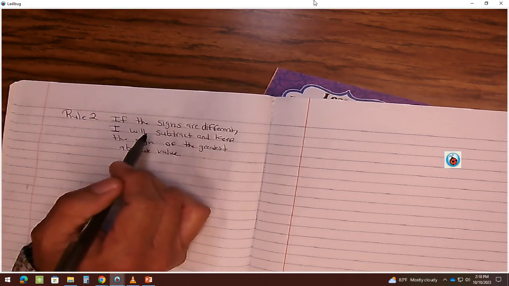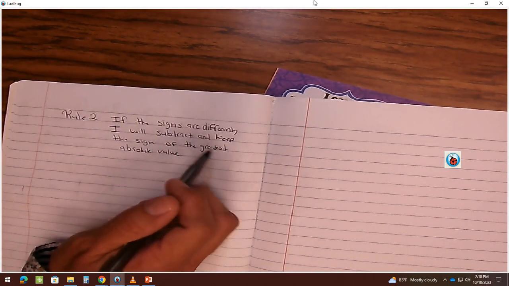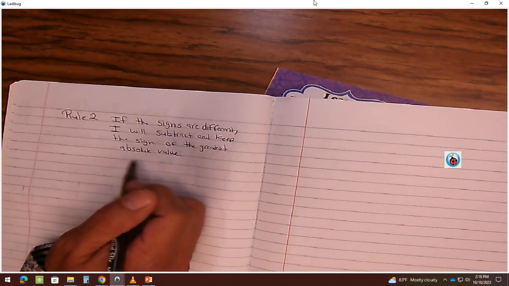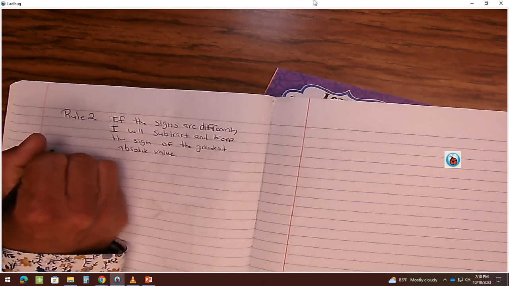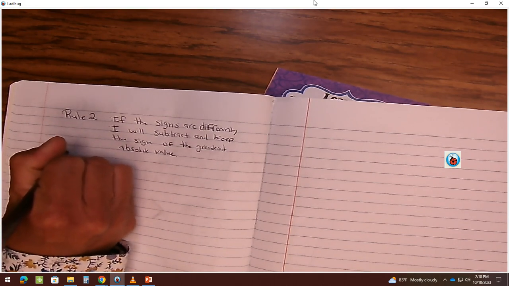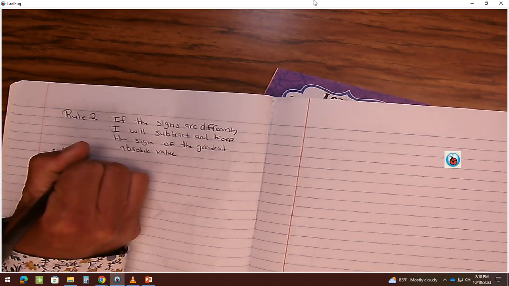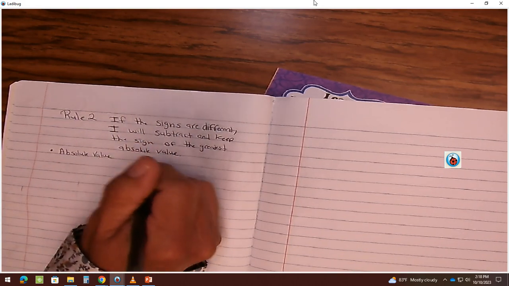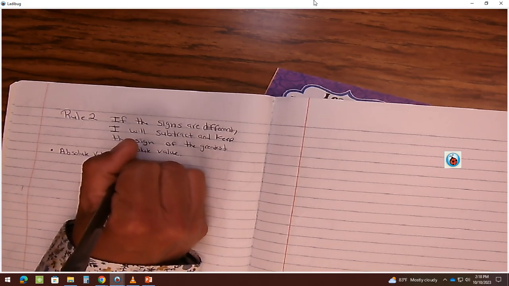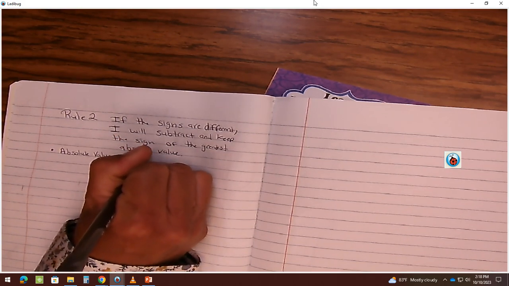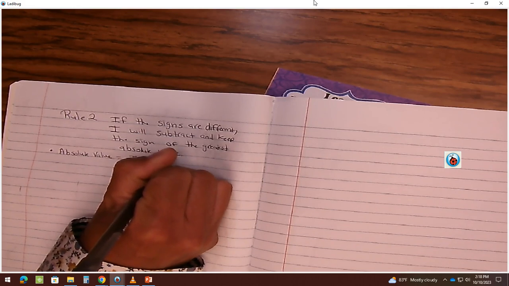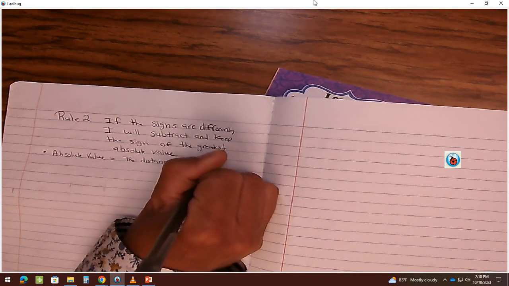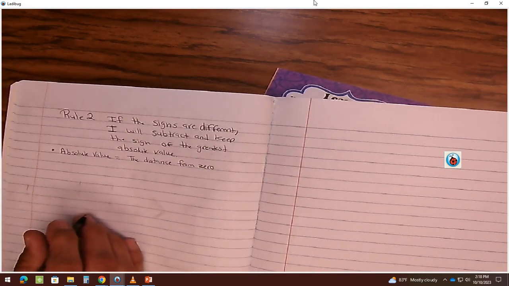So rule 2 is if the signs are different, I will subtract and keep the sign of the greatest absolute value. We'll talk about absolute value. So absolute value is the distance from 0. Okay.